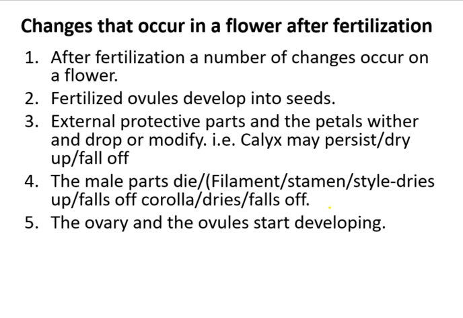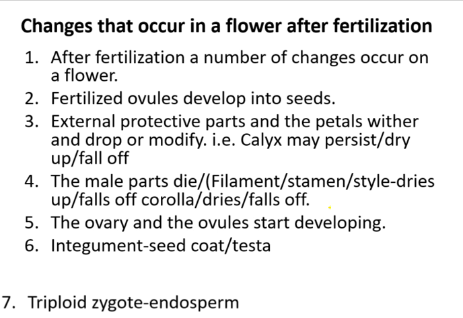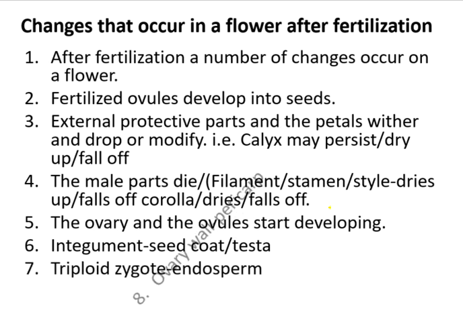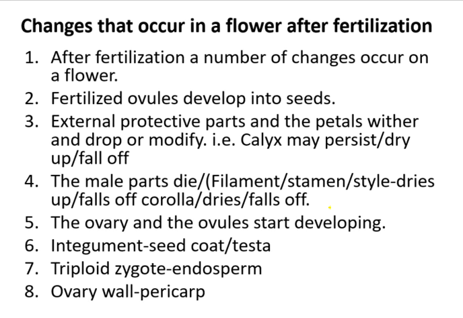Then the ovary and the ovules start developing, and the integuments become the seed coat, or testa. The triploid primary endosperm nucleus becomes the endosperm. The ovary wall becomes the pericarp, and the pericarp is made up of the mesocarp, endocarp, and the epicarp. Then the ovary becomes the fruit. Those are the changes after fertilization in flowering plants, and the double fertilization process.